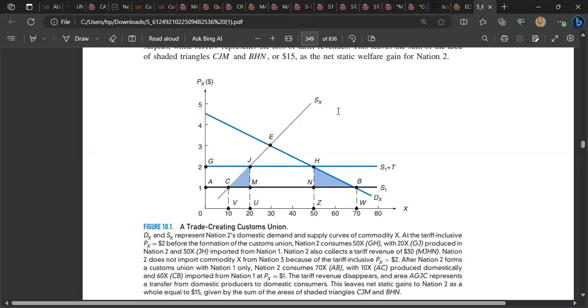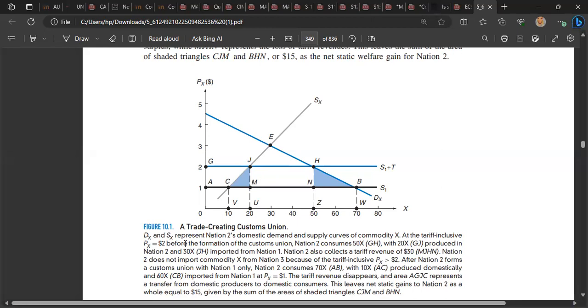And by the way, we should train ourselves, but these ones are very simple because these graphs are straight lines, so they must be simpler to draw. There's not a big problem with that. All right, so DX represents domestic demand and SX domestic supply.